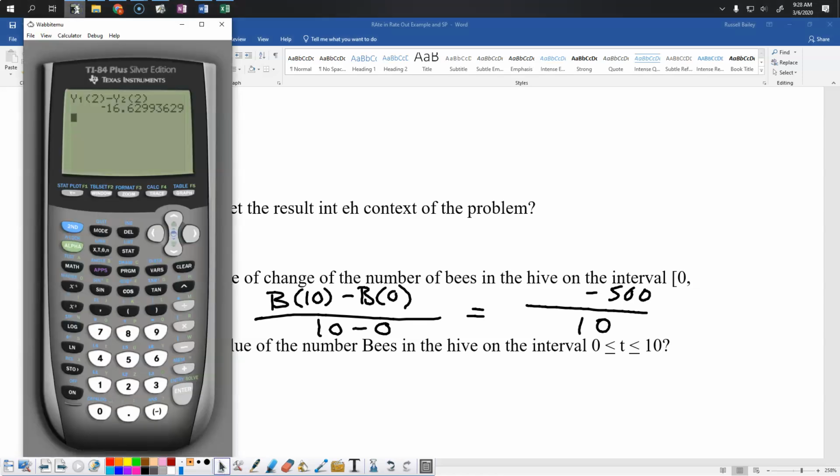So let me do that really quick. B of 10 is 500 plus the integral of y1 minus y2 on the interval from 0 to 10. So I'm just plugging 10 into the original b function there. So we end up with 587, which would be rounding to 588 bees.